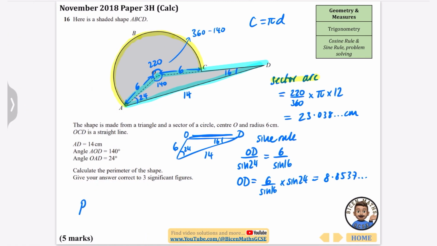So the perimeter of the shape is going to be equal to the yellow part that we've got, which is my 23.038. Then I'm going to add on the 14 that I've got along the bottom, and then I'm going to add on, well, this part that we've got here is 8.8537, and I only want this CD length. This CD length is going to be this one minus 6. So it is going to be my 8.8537 minus 6. And if I put that all together, it should give us the perimeter.